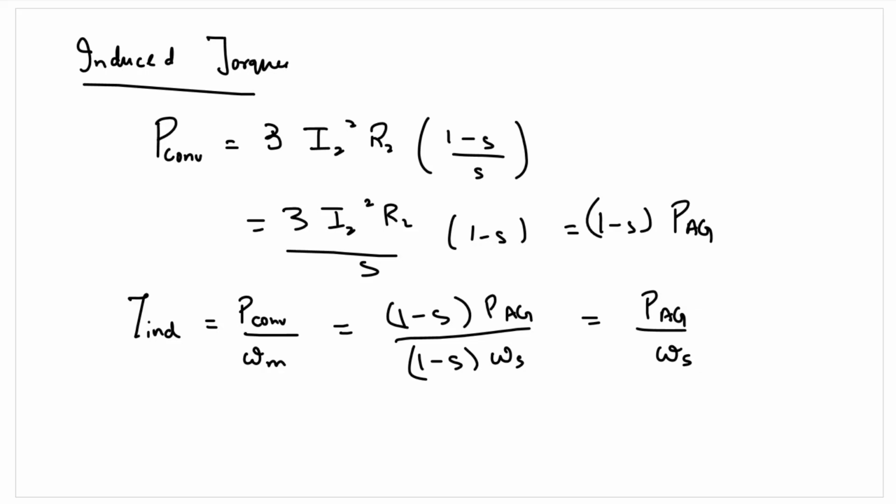We need to keep in mind the load will apply its own torque, that's referred to as the load torque, and the motor will produce its own electromagnetic torque, here referred to as the induced torque. Induced torque we have derived as PAG divided by omega s. Under a balanced condition, the load torque and the induced torque, that's the electromagnetic torque produced by the induction motor, are equal. We have to further study the torque speed characteristics of the induction motor, which we'll be doing in the next session.